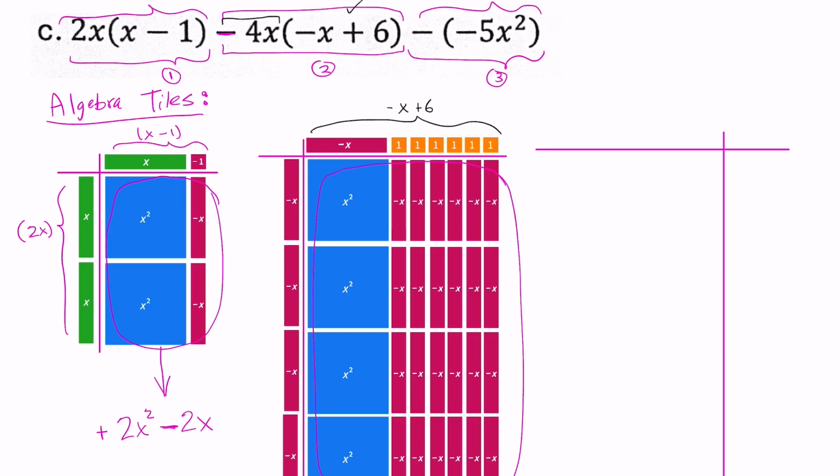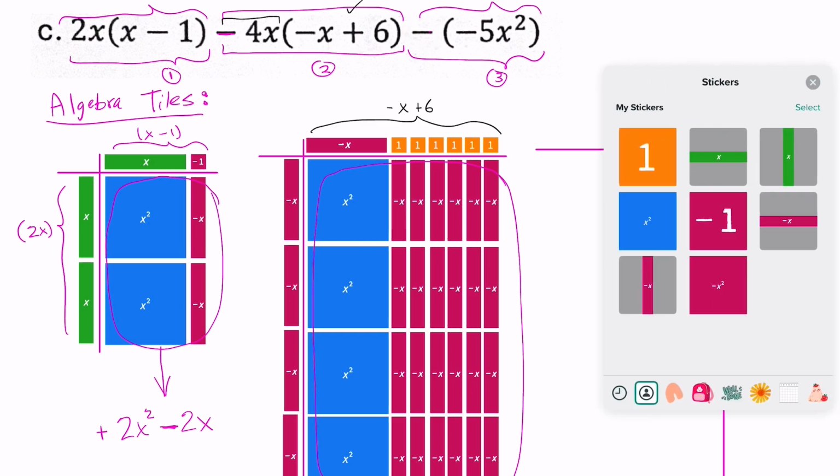Okay, so I'm going to put that negative 1 right here. And then I'm going to put the negative 5x squared this way. So let's start with the negative 1. I'm going to pull into my tools here and pull out a negative 1. So it's over here.